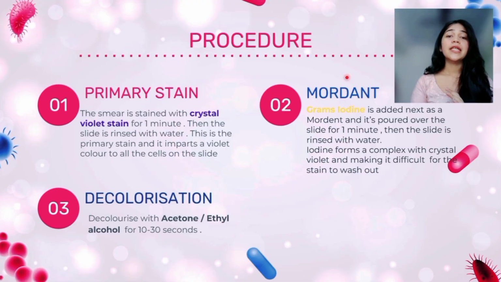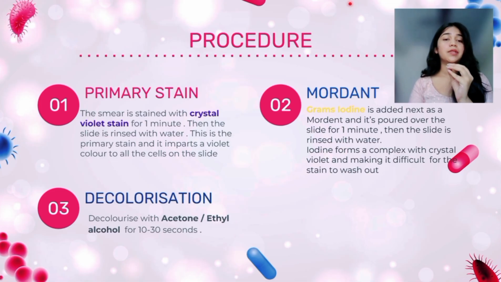Coming to the decolorization process, we use acetone or alcohol as a decolorizer, and we wash with it for only 2 seconds. This is the most crucial and time-sensitive step in the gram staining process.